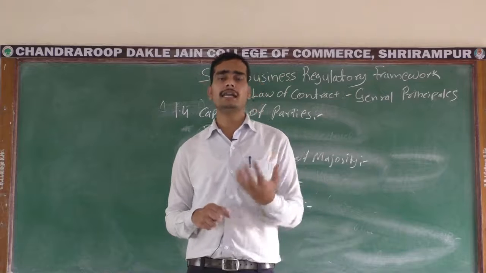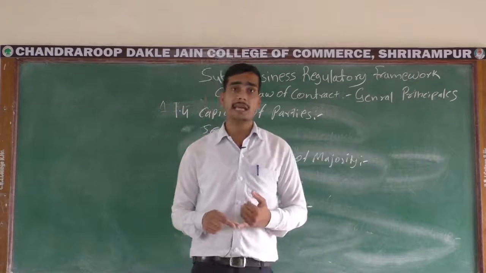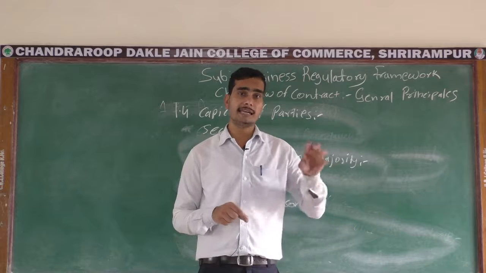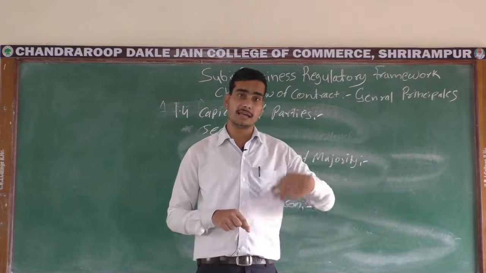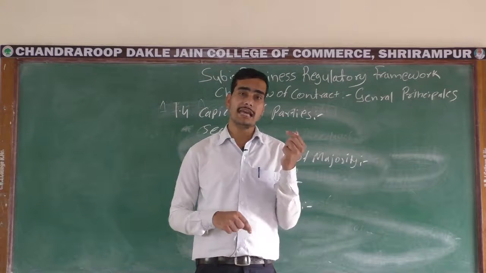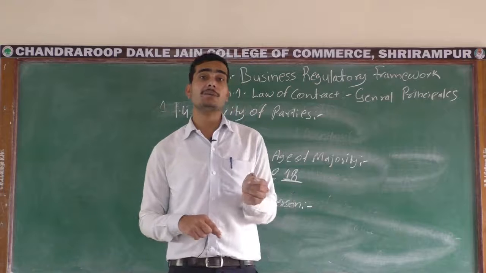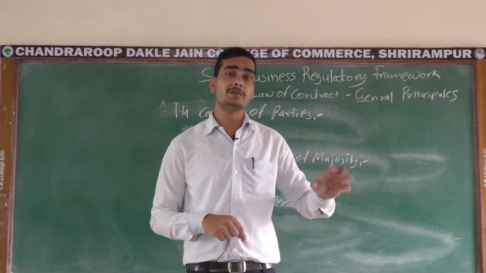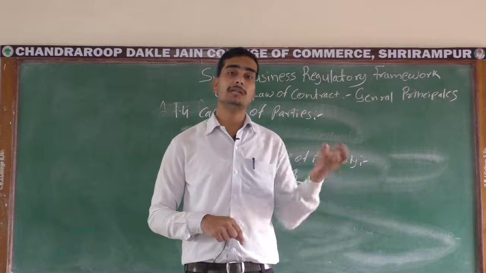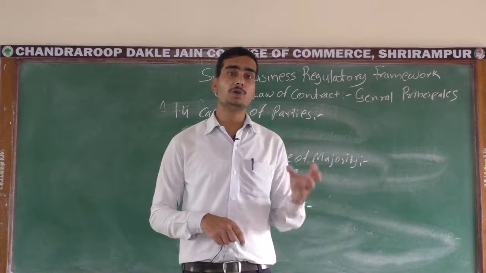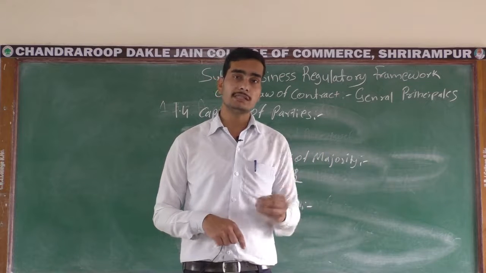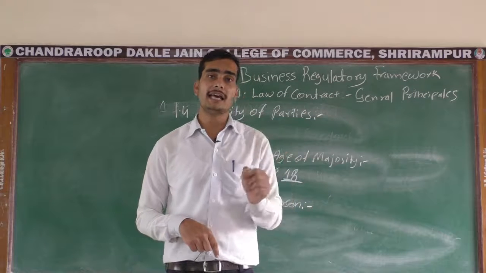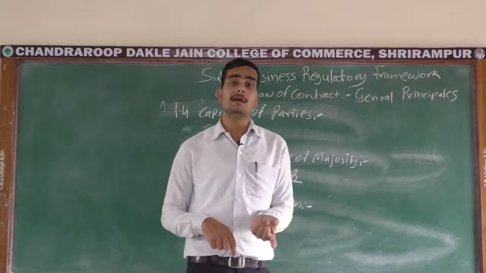Another example is a drunken person, any alcoholic or drug-intoxicated person. Whenever he is under the influence of that alcohol or drug, he cannot make any decision. He is unable to understand the consequences of the contract, and he is unable to make that contract. So at that time he is an unsound mind person.